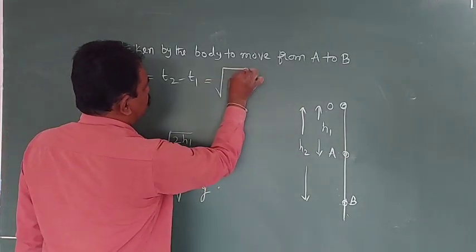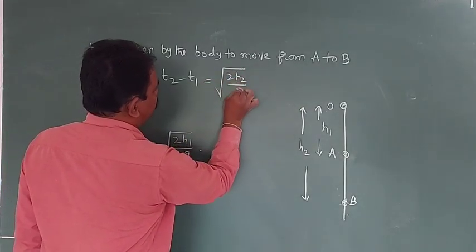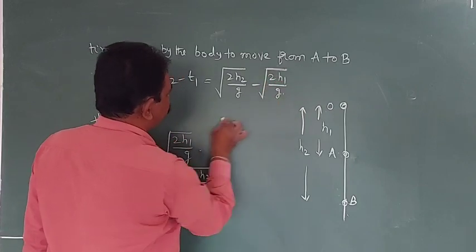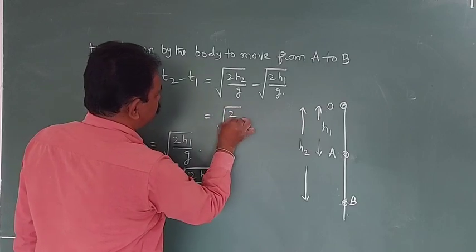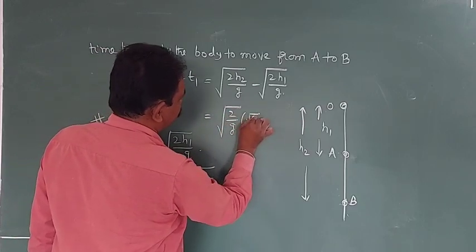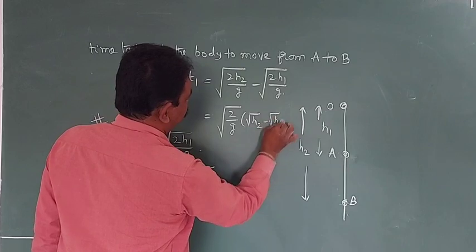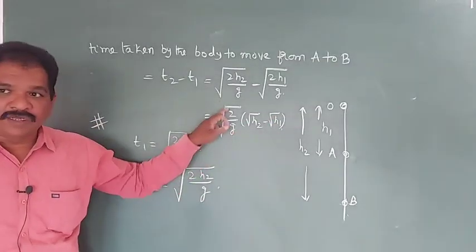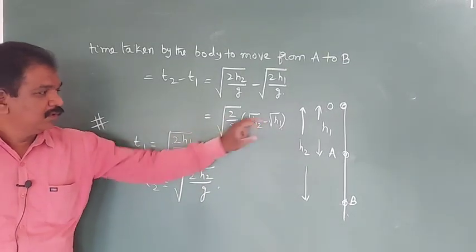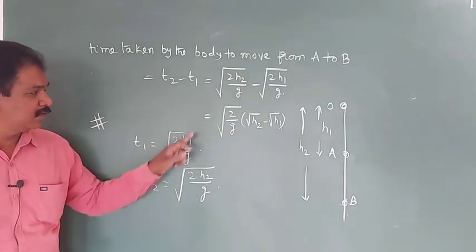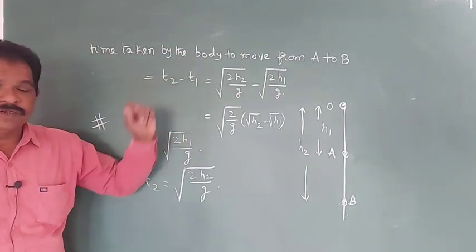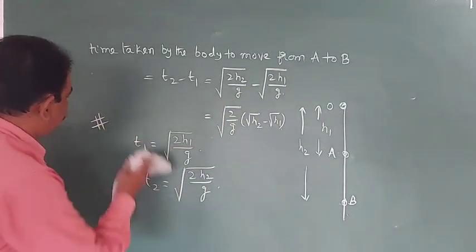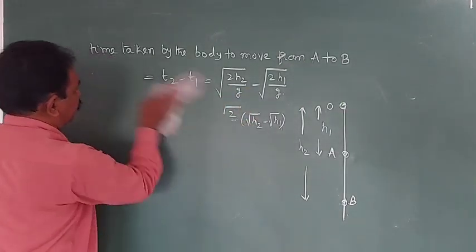So this is root of 2H2 by G minus 2H1 by G. So root 2 by G into root H2 minus H1. Root of 2 by G into root H2 minus root H1. In this way, we'll get that one. Okay? Next. With the last point, we will close this freely falling body.